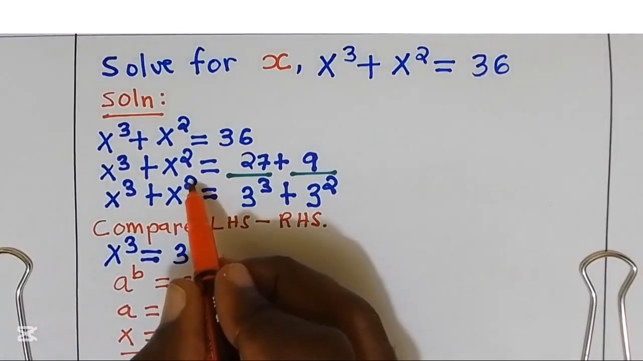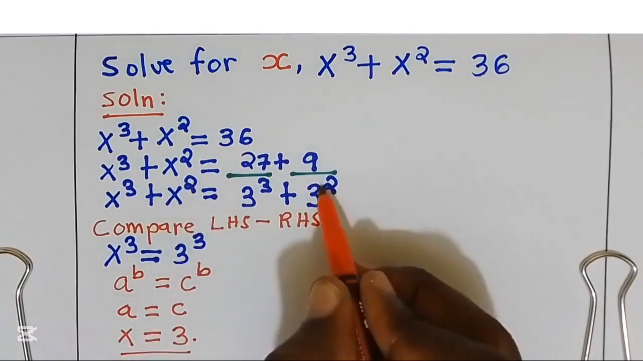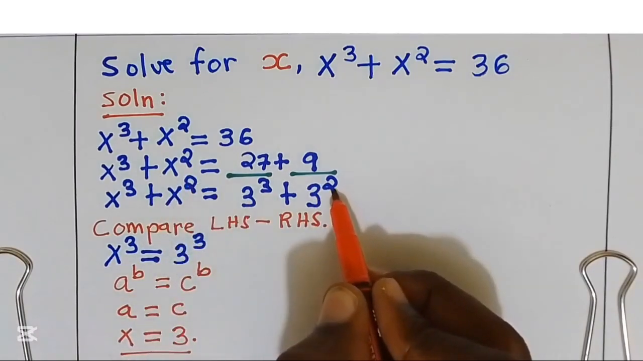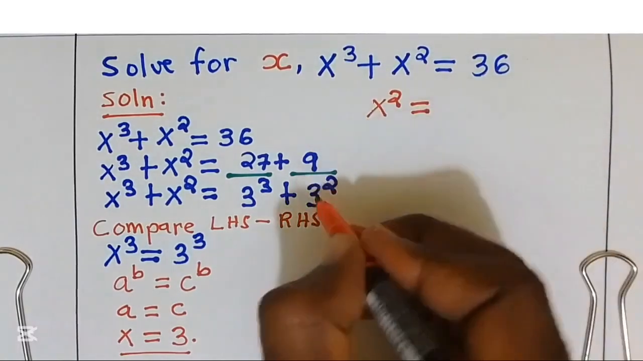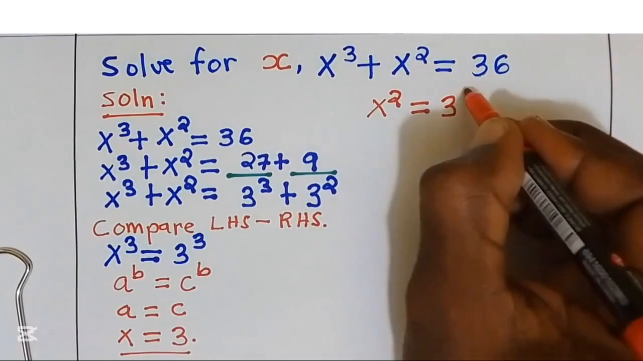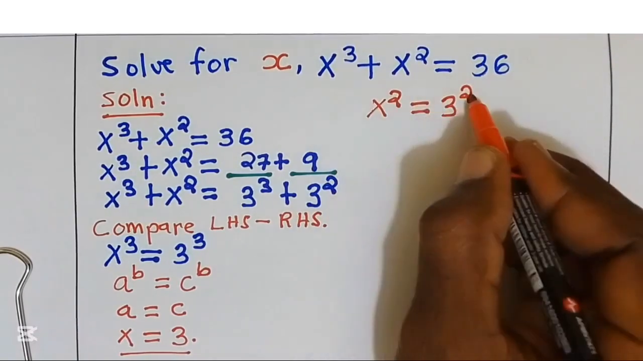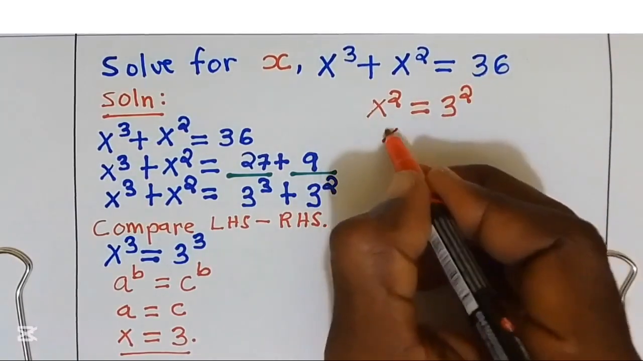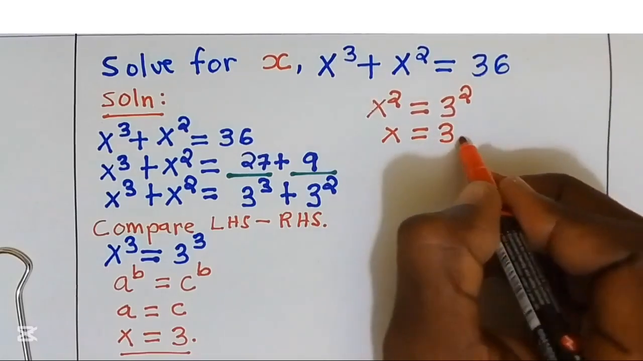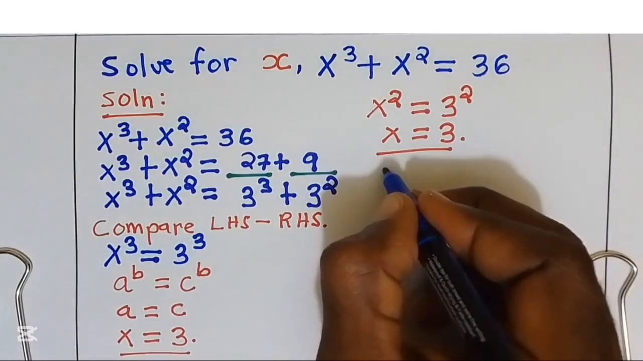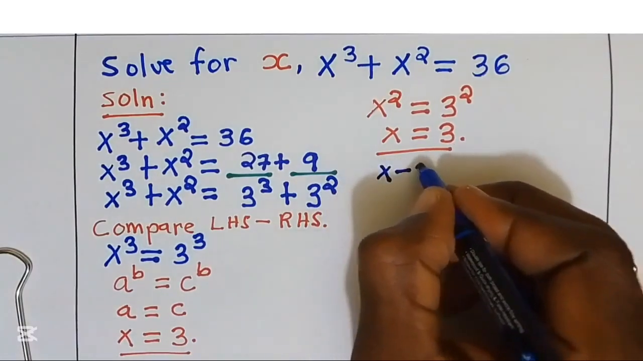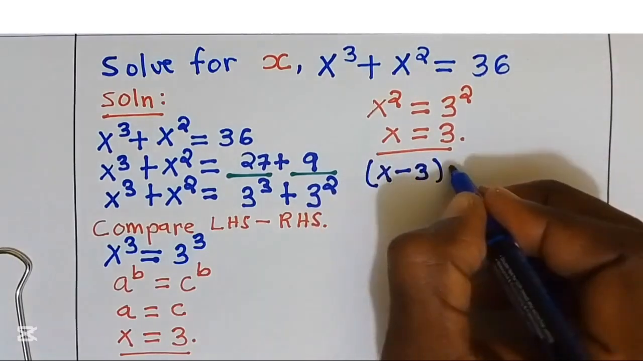We can also compare x square and 3 square and get the same result. x square is equal to 3 square. If the powers are the same, the bases are equal. Now x is equal to 3. Our first root is 3. Let's find the other 2 remaining roots. We know x minus 3 is a factor.